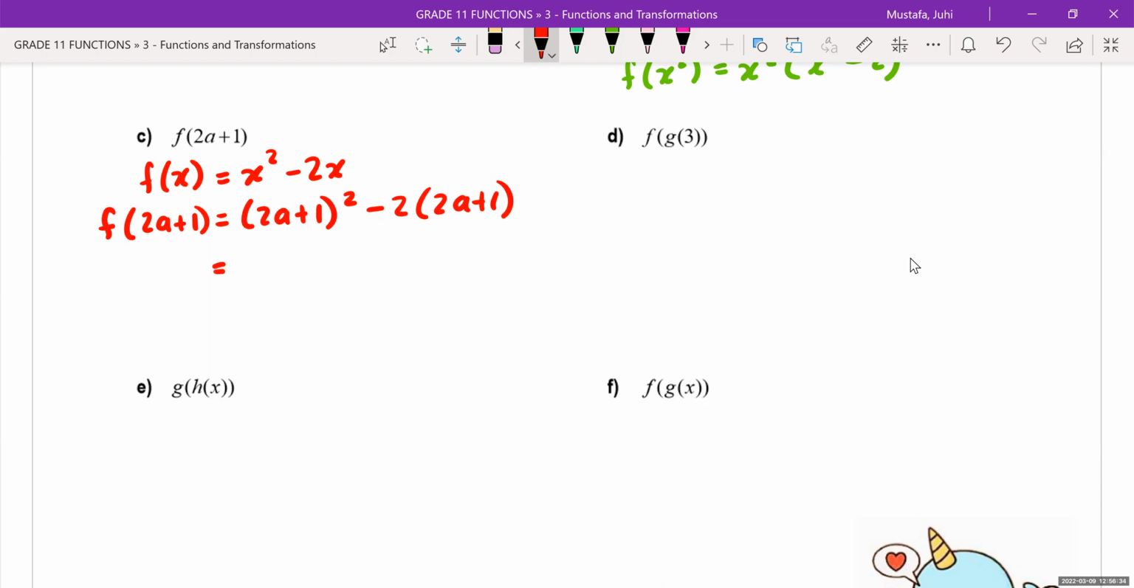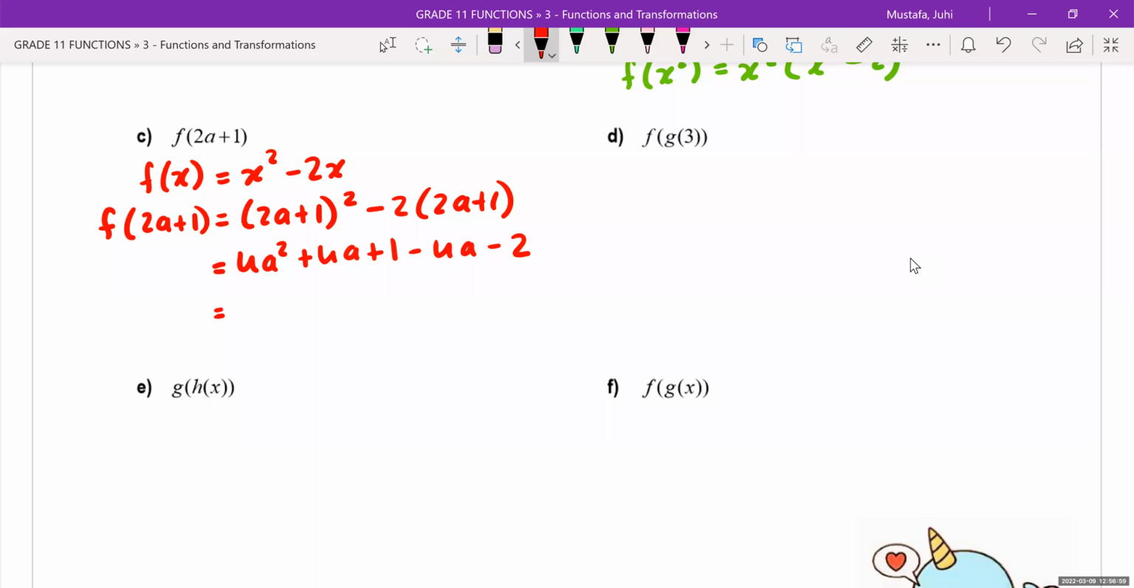You are going to have to do a little bit of work. So this is going to require FOIL and distributive. 2a plus 1 times 2a plus 1 will be 4a squared plus 4a plus 1. So I FOILed that sort of in my head using the rules. 2a times 2a is 4a squared. And then 2a plus 2a is 4a. 1 times 1 is 1. And this is going to be negative 4a minus 2.